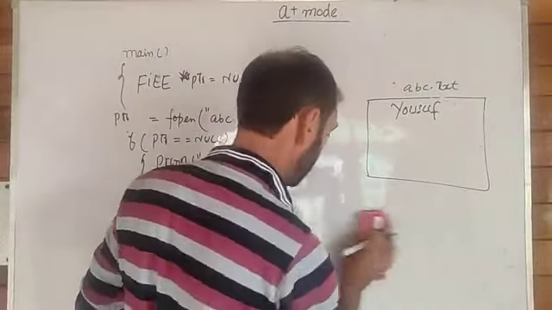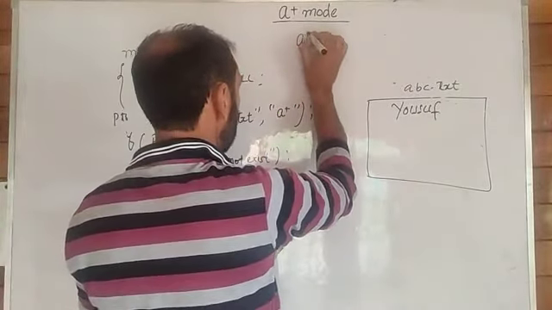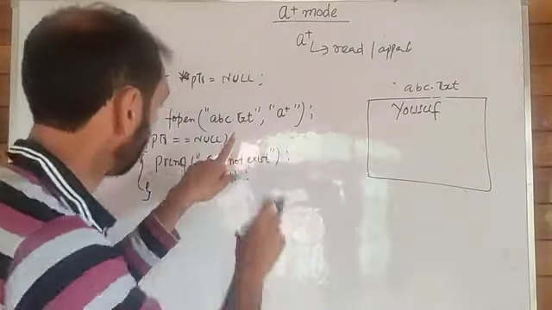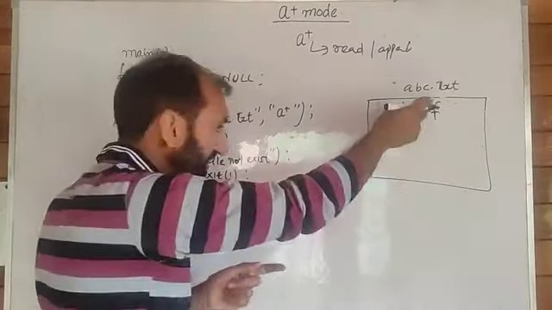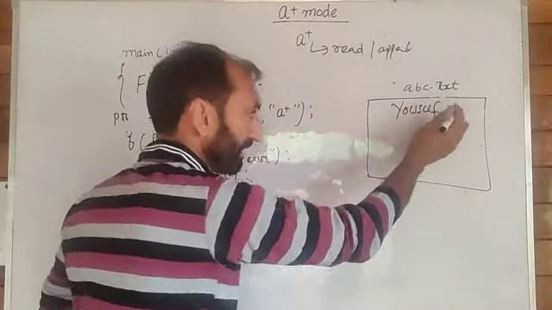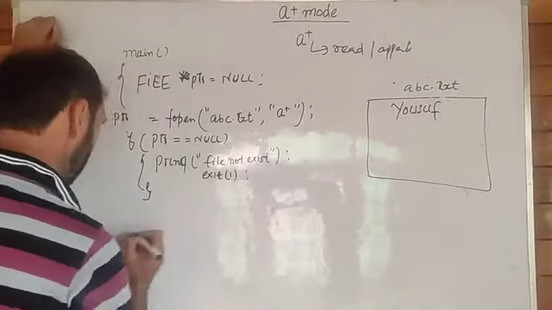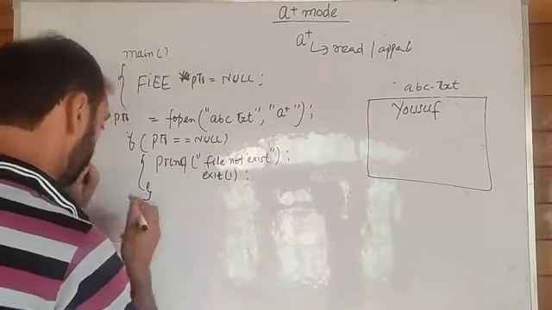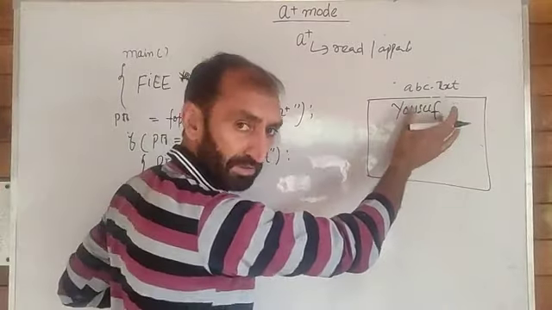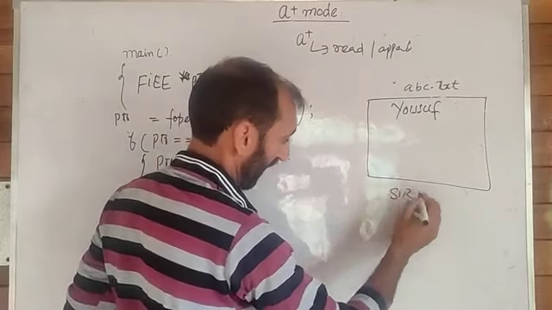Else, if the file exists, then first of all we will read, because we know that in A plus mode we can read as well as append the file. If we open the file in A plus mode, we can read the contents of the file, and we can also append to the file. First, we will write the logic of appending into the file. For that we have fputs. For example, Yousuf is the content already present in this file abc.txt, and I want to append it with sir.